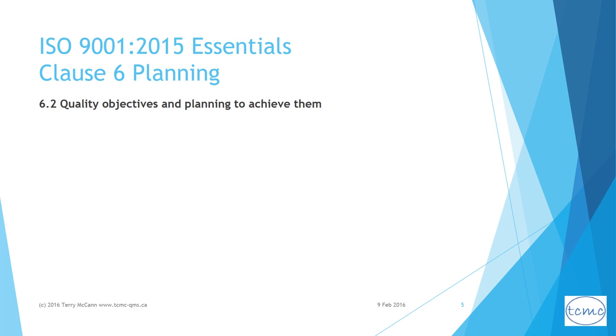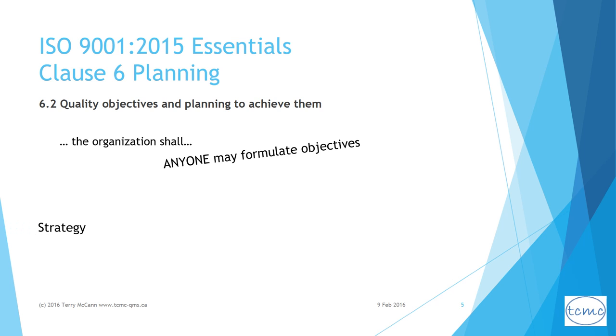6.2, quality objectives and planning to achieve them. Quality objectives are an essential output of the planning process for ISO 9001 2015. From the wording, the organization shall establish quality objectives, we can see that it is not a requirement of the standard that top management themselves determine each and every quality objective. However, quality objectives must flow from the organization's strategy and quality policy.